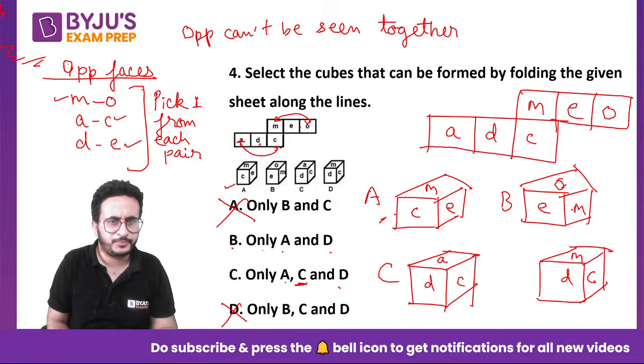Okay, M and O are opposite. Opposites can't be seen together. So M and O cannot be seen together, so you can eliminate B, right? But the right way to solve is AD, ACD.